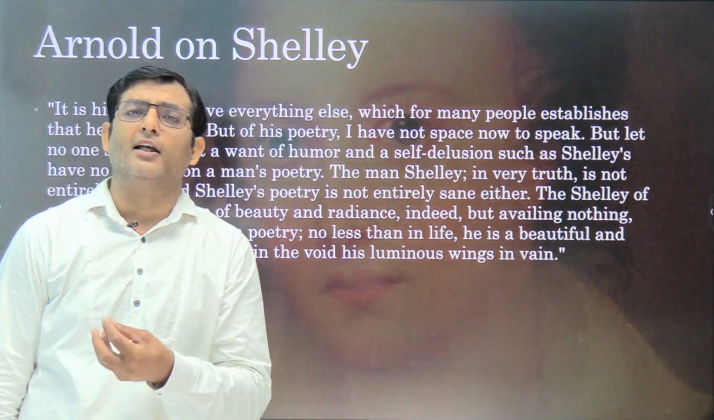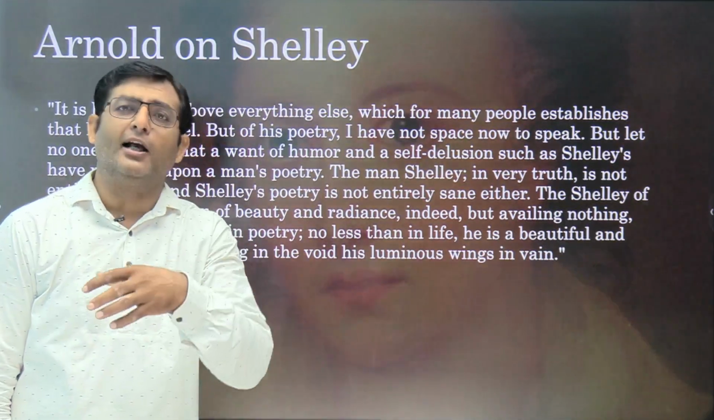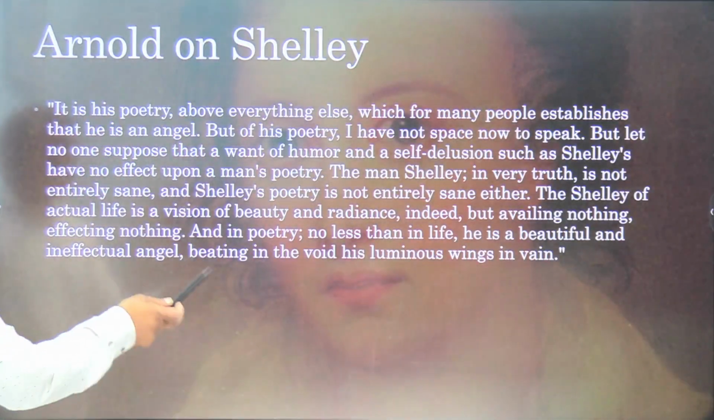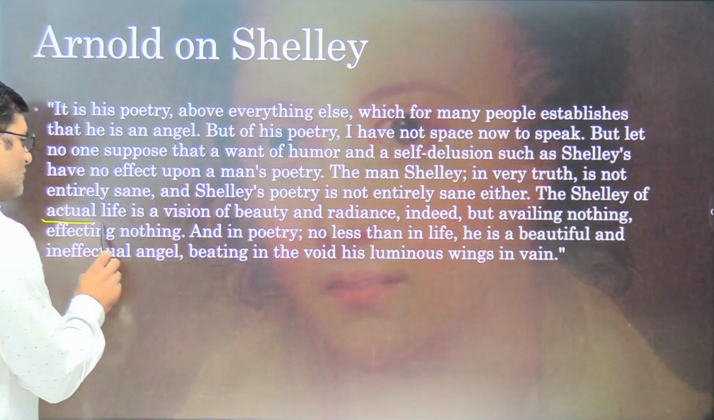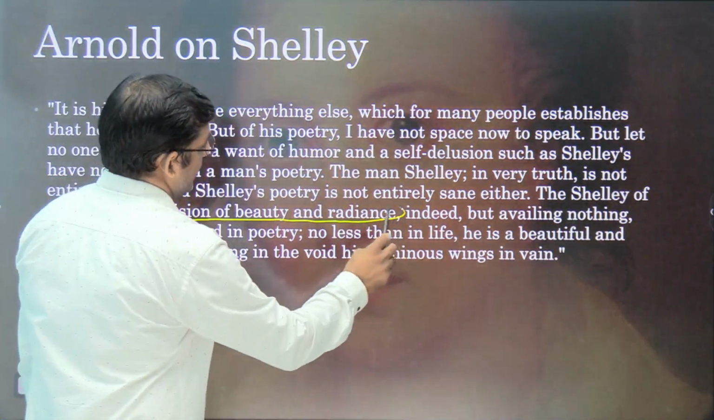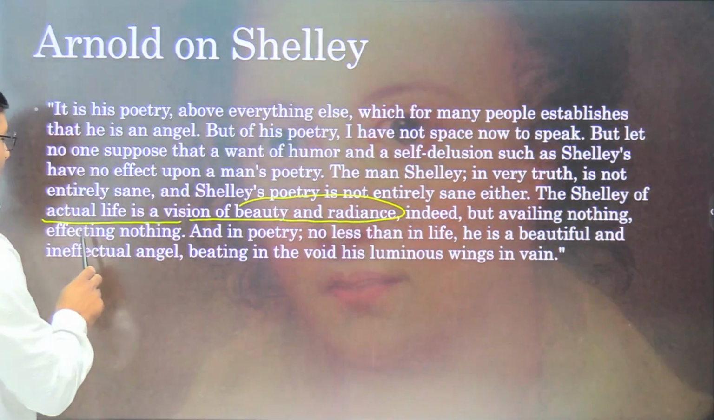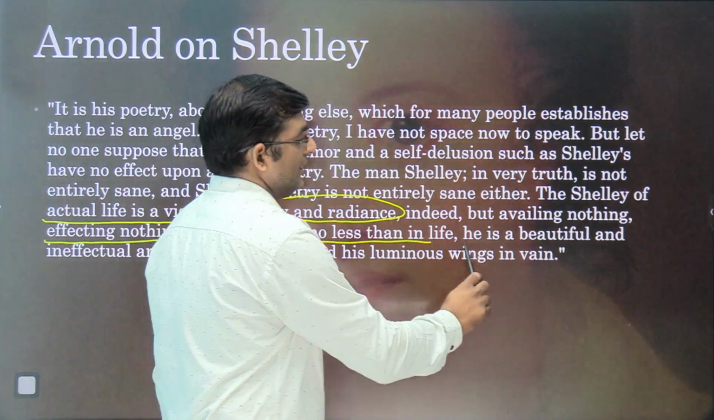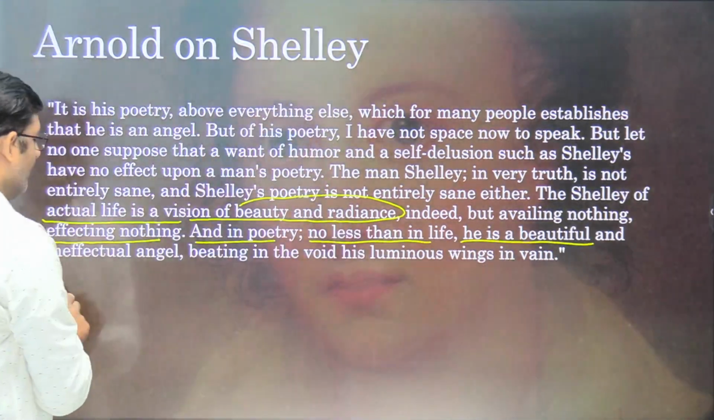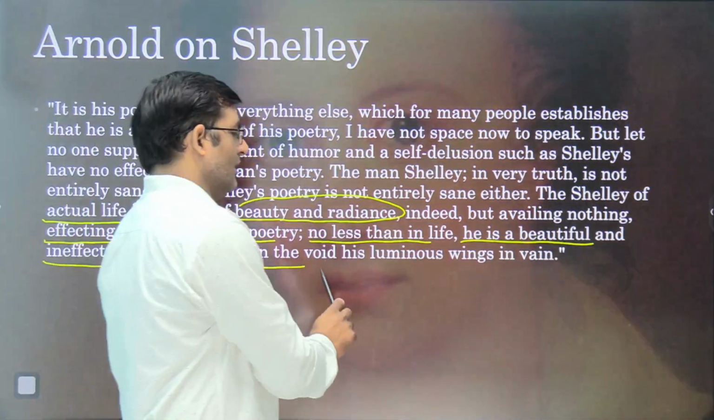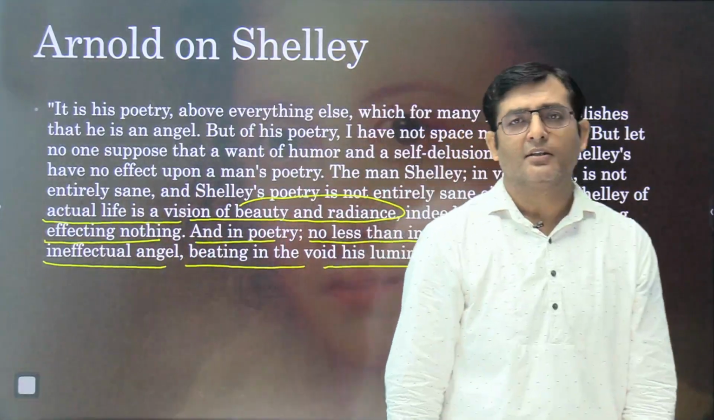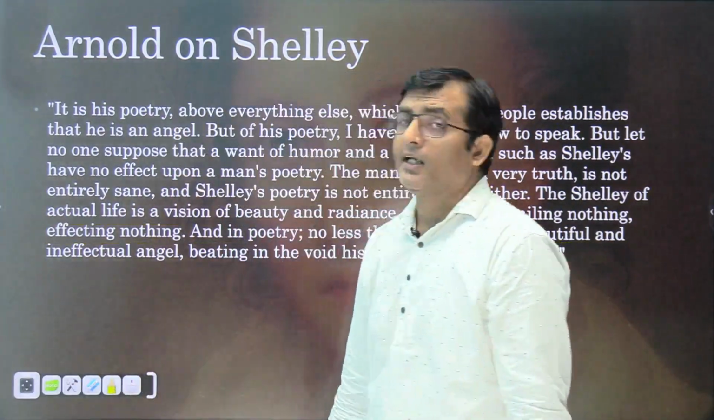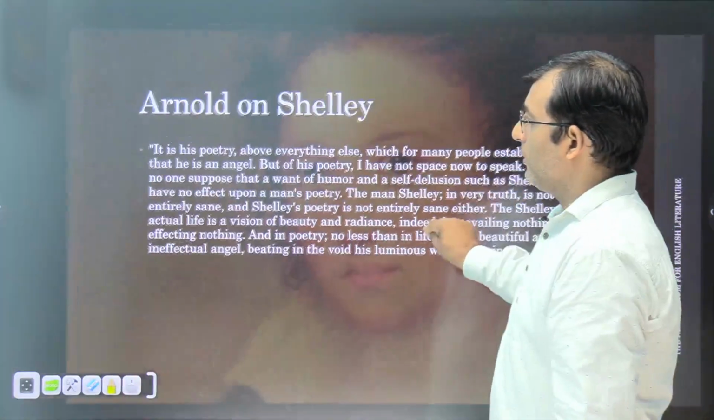The Shelley of actual life is totally different from the Shelley that people think. People think that Shelley was mad. He was called Mad Shelley by his classmates, as you remember. Right? And the Shelley of actual life is a vision of beauty and radiance, but availing nothing, effecting nothing. And in poetry, no less than in life, he is a beautiful and ineffectual angel, beating in the void his luminous wings in vain. This is the statement of Matthew Arnold on P.B. Shelley. And then he comes to the essay on John Keats.